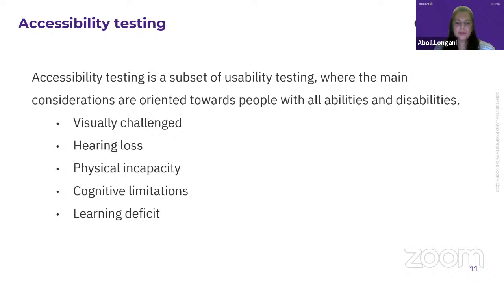Next is cognitive limitations, meaning individuals with learning disabilities, like attention disorders or memory issues. For these users, we can avoid jargon or complex instructions. Basically, the criteria for such users is that we should use very clear and simple language.